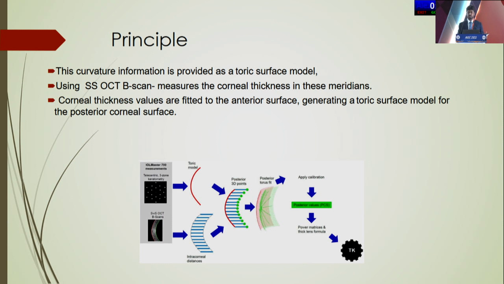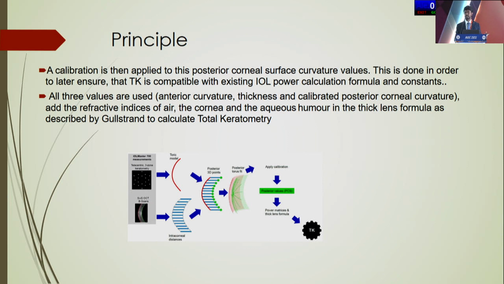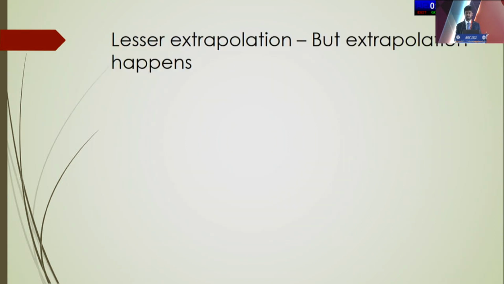The measurement of posterior cornea by this device is, it gets the information and makes a toric surface model, and then the corneal thickness is calculated using swept source based OCT B-scan, and then the corneal thickness values are fitted onto an anterior surface, generating a toric model, and then using certain internal calculations, which they're not revealing as of now, they are able to assume and get the posterior surface of the cornea.